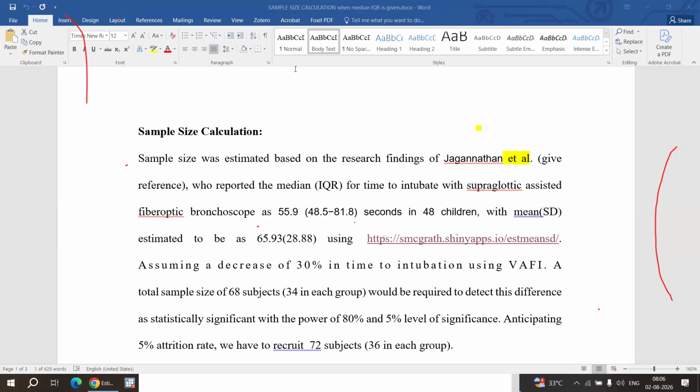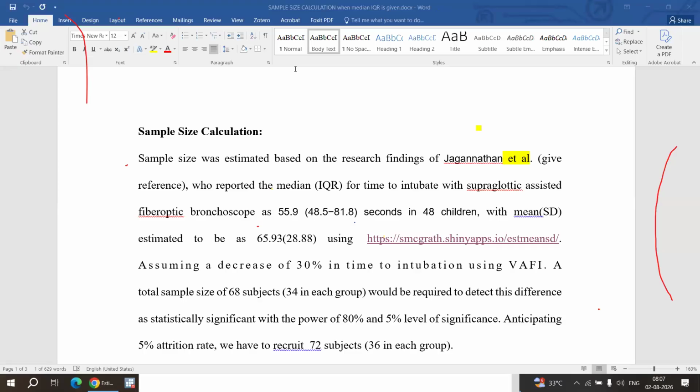The purpose of post hoc analysis is that without calculating sample size, you are sending your paper for publication. So there should be some reliability or validity. So for this, we have to do post hoc analysis. Okay. So this is the purpose of post hoc analysis.